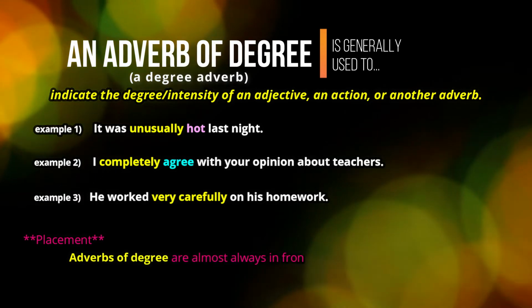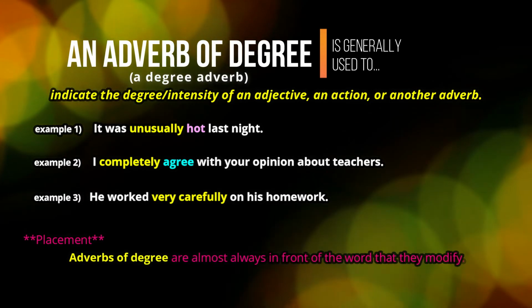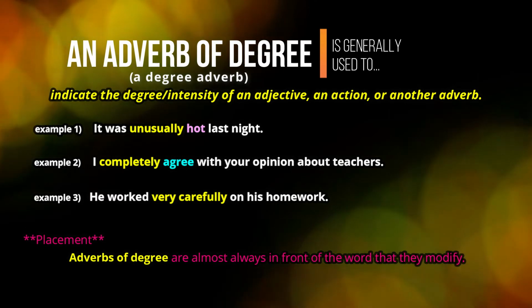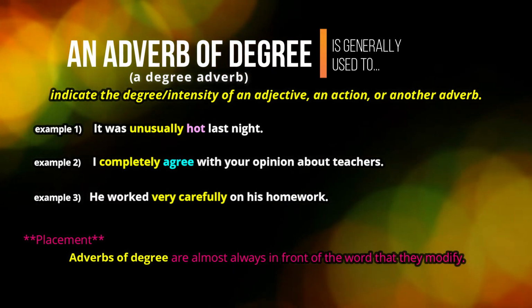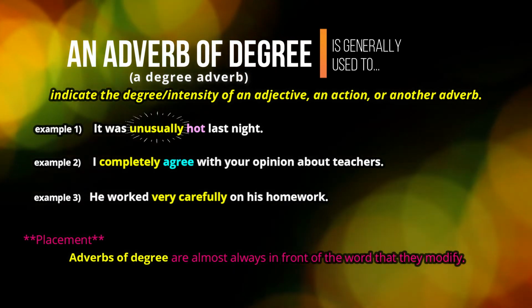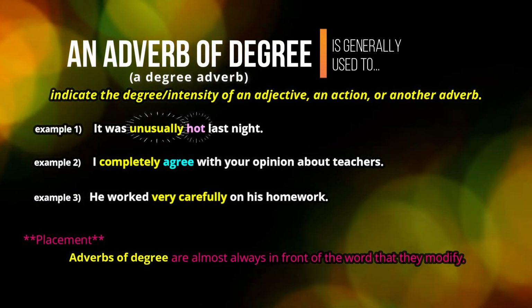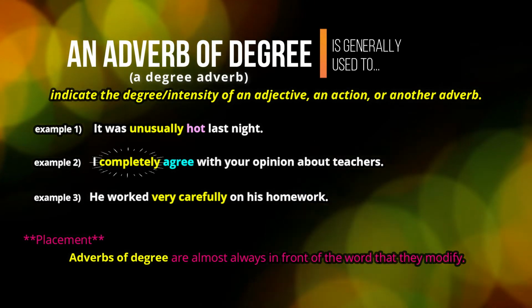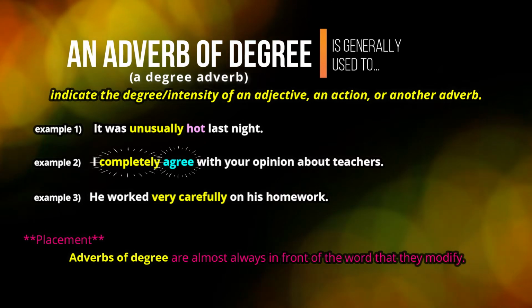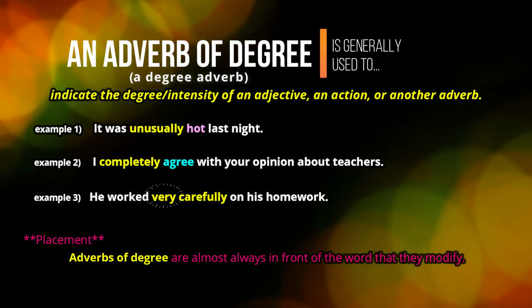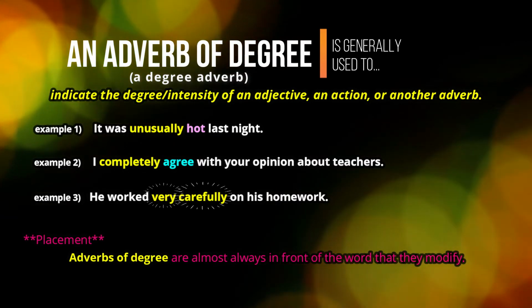And also, pay attention to the placement. Adverbs of degree are almost always in front of the word that they modify. Okay, you can see how it works here with unusually in front of hot, the adjective. Completely is in front of the verb, agree. And very is in front of carefully. Got it?